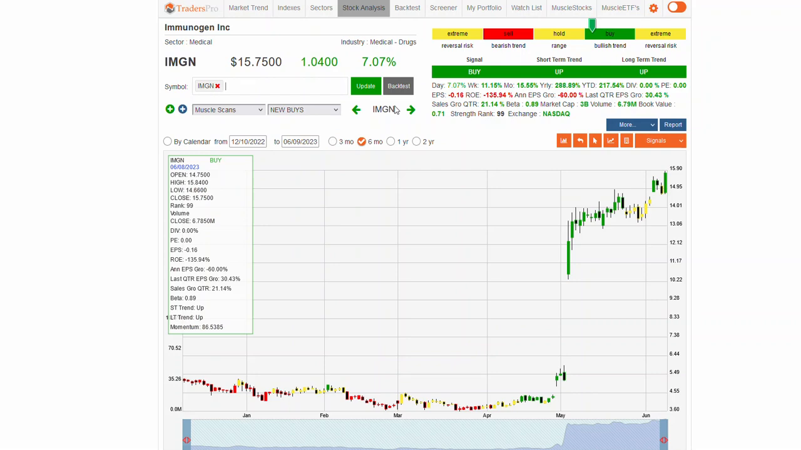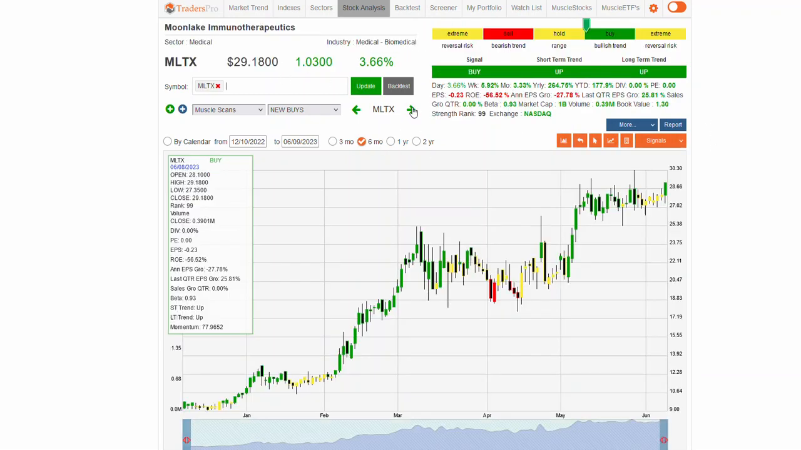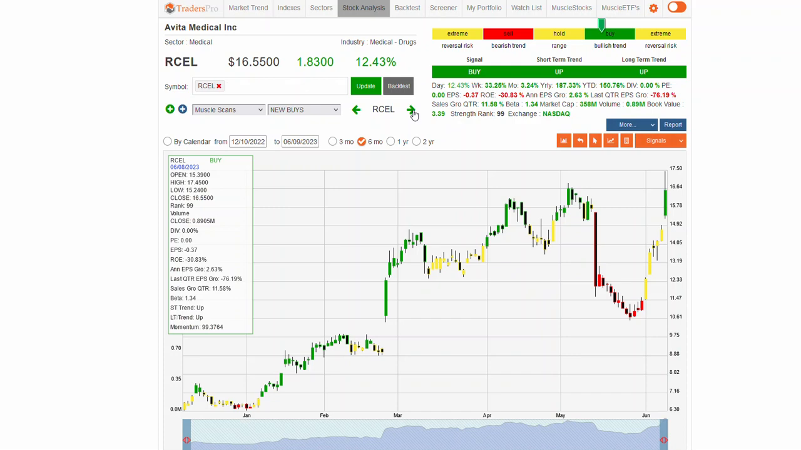IMGN. When you get a stock that's this strong and continues to move to that upside, then these are stocks to continue to keep an eye on. If they get up to that extreme range and then they pull back into that buy zone, this is actually still early in that trend and potentially breaking out. Again, another $15 medical stock. Interesting setup right there as well. MLTX, potential breakout on a solid bar right there.